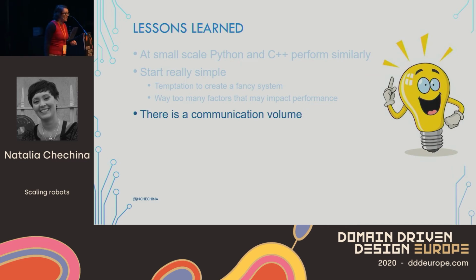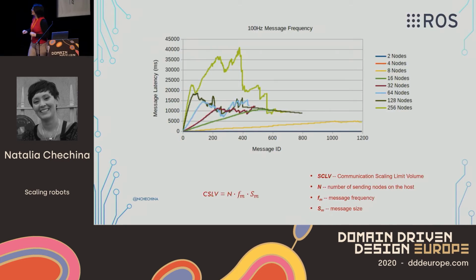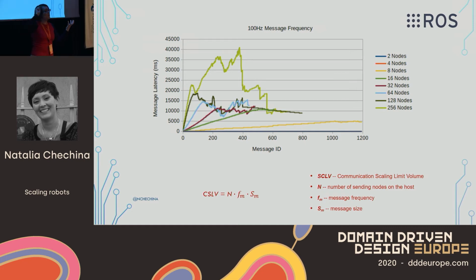And what we discovered, and it was really exciting, is a communication volume. I'll explain what it is. First of all, the name is communication scaling limit volume. We're not particularly good at naming, so this is just what we observed, and we just called it that way. Probably later we'll come to a better name. But what it actually says is that the volume is constant, right? And it depends on the number of nodes, the frequency at which you send messages, and the size of the message, right?